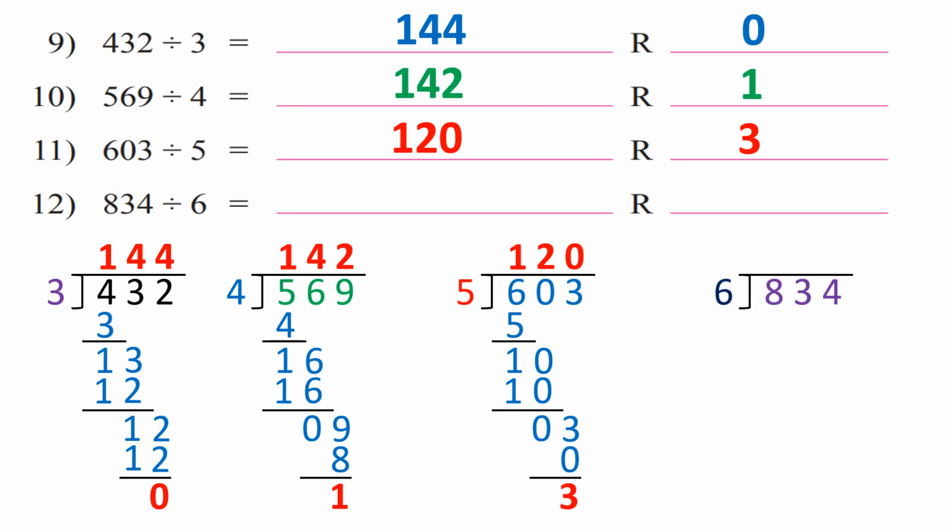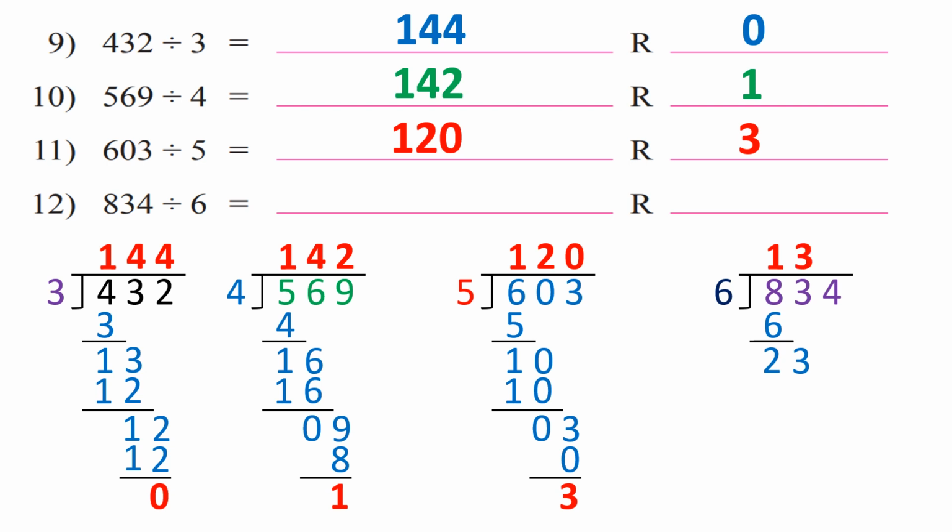The last number is 834 divided by 6. 8 divided by 6 is 1. 6 times 1 is 6. 8 minus 6 is 2. Then bring down 3. You have 23.